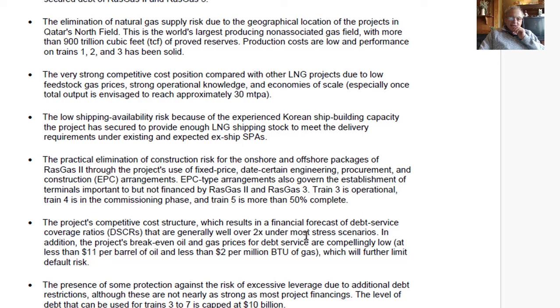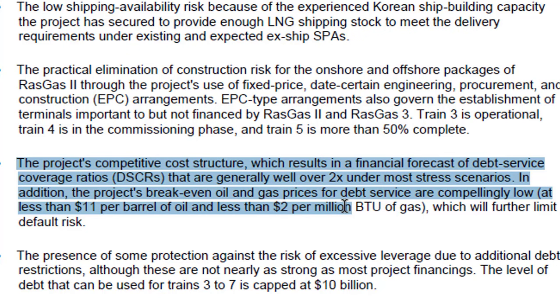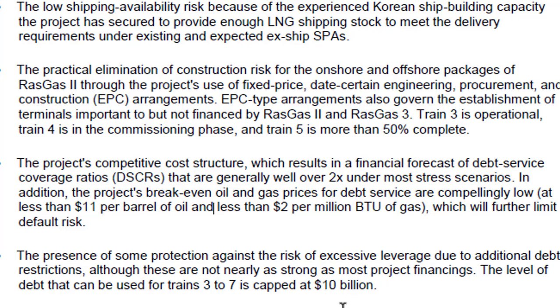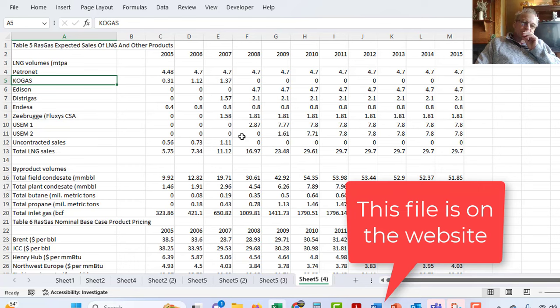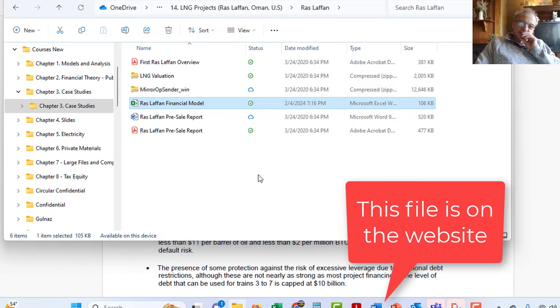Here, the project's competitive cost structure, and they say with DSCRs of above 2 in stress scenarios, and you can do this at $11 a barrel. So that's good. They go through this, but then let's look at the value of just a little financial model. And what I did here is, I hope, and I opened the wrong one, and this is good practice for me. Oh, God.